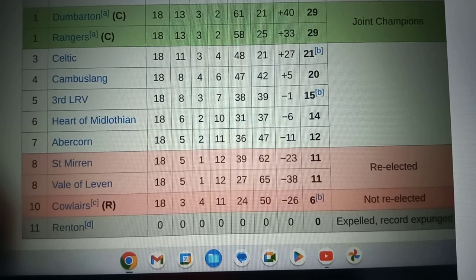There was no goal average in Scotland until later on. So even though Dumbarton, when you look at the table, would today be crowned the champions because their goal difference is better than Rangers, at that time they were both declared joint champions.